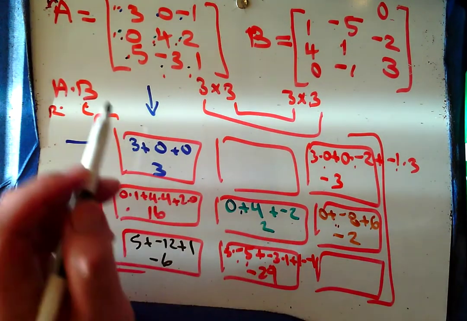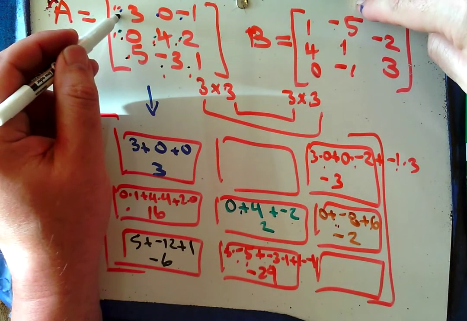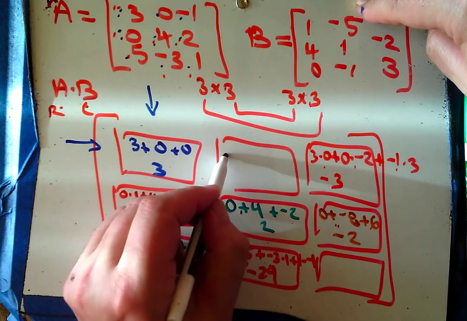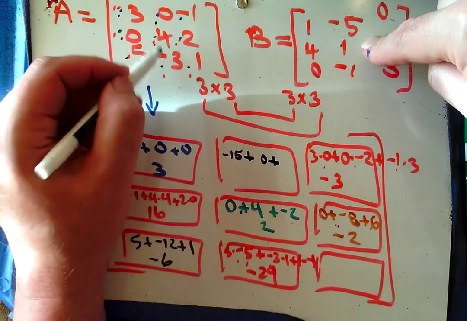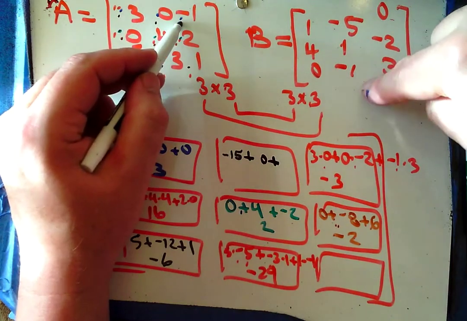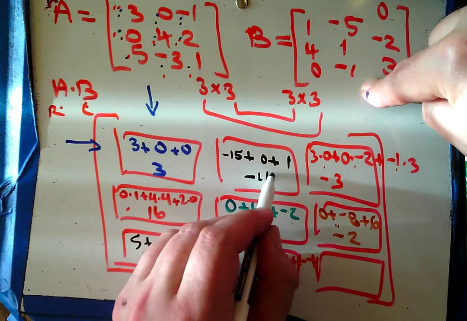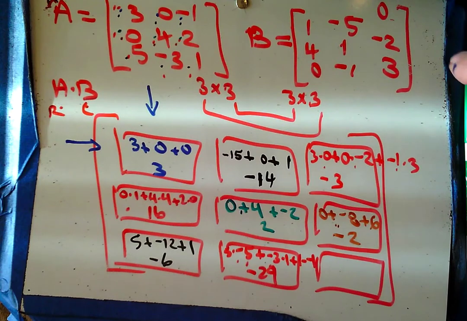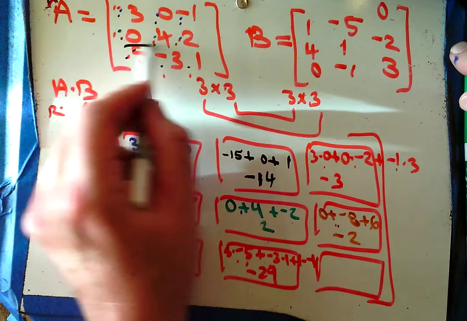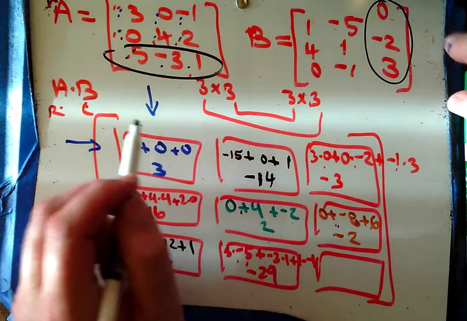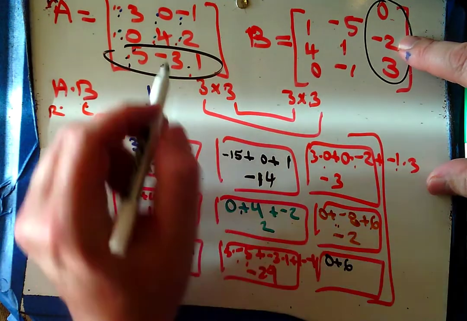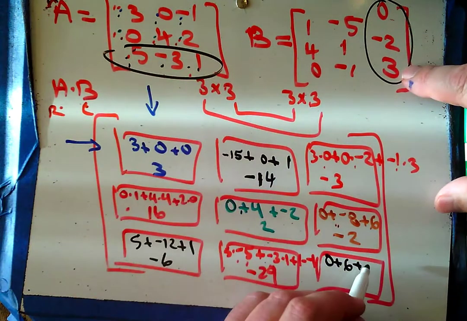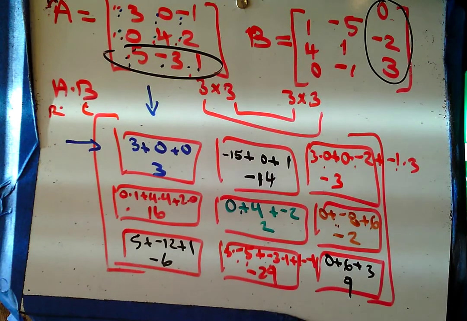Okay, welcome back. We're working on the top row, second column. I have 3 times negative 5, plus 0 times 1, plus negative 1 times negative 1. So that's negative 14. And then finally, to fill in this cell, it's the bottom row and the third column. So I'm using the bottom row and the third column. 5 times 0, plus negative 3 times negative 2, plus 1 times 3, and so 9 goes in that cell.